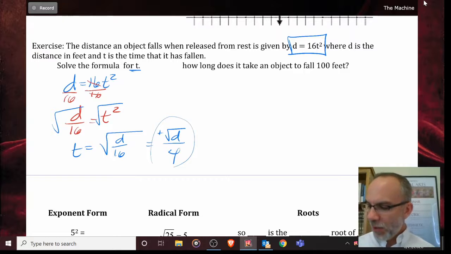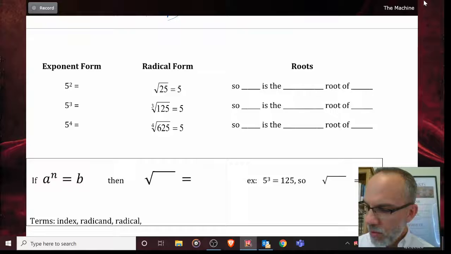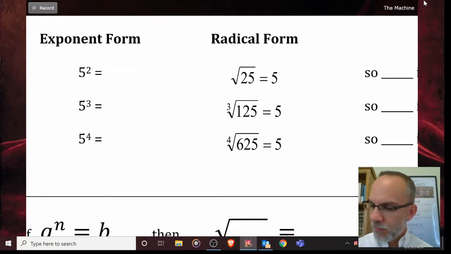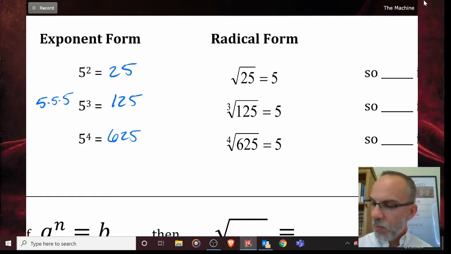Okay, now on to the next thing. Let's do some roots other than squared and so forth. So follow me along on this. If I do exponent form on the left, 5 squared, 25. 5 cubed, wasn't that 5 times 5 times 5, right? Because the base is 5. That would be 125. 5 to the fourth, 625, okay?